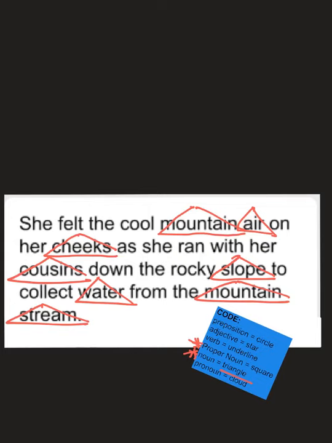Okay, let's look at the verbs. Take a moment yourself to pause the video to see if you can find any verbs in our text. Do that now.